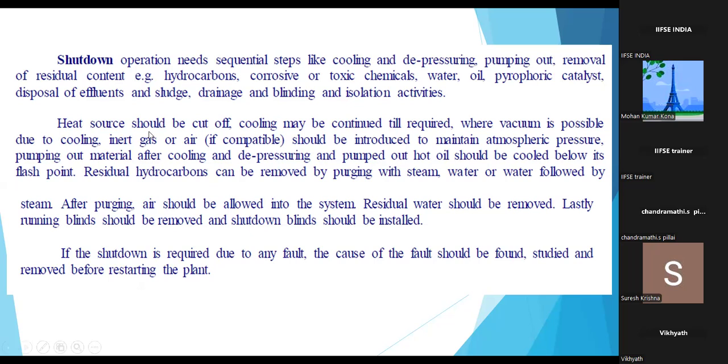The shutdown operation needs sequential steps like cooling, depressurizing and pumping out, removal of residual content, for example hydrocarbons, corrosive or toxic chemicals, water, oil, and pyrophoric catalyst, disposal of effluents and sludge, drainage, and blinding and isolation activities. So here, mostly, these are the sequential steps.